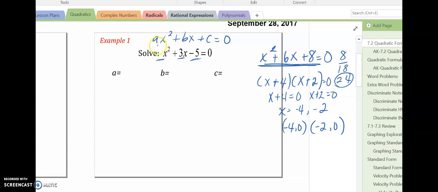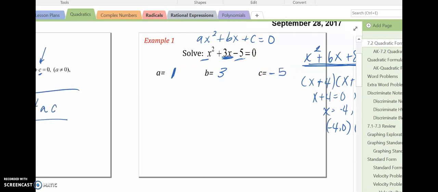There's no number here. So when there's no number, it's actually represented as a 1. What's in front of the x is always your B. And C is your constant. And here it's -5. Please, please, please watch your signs.